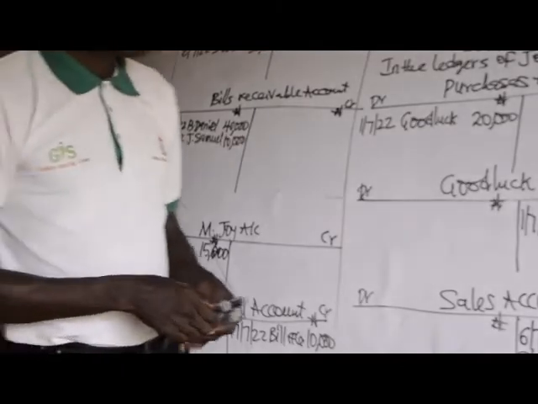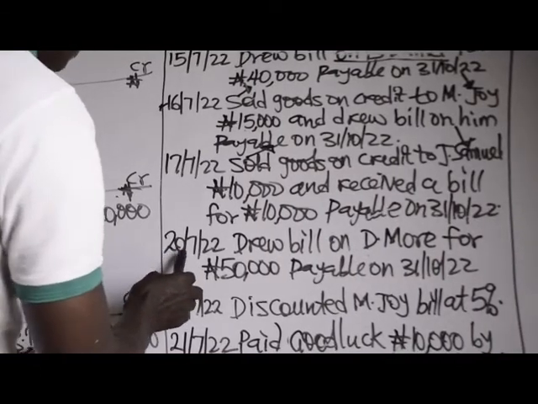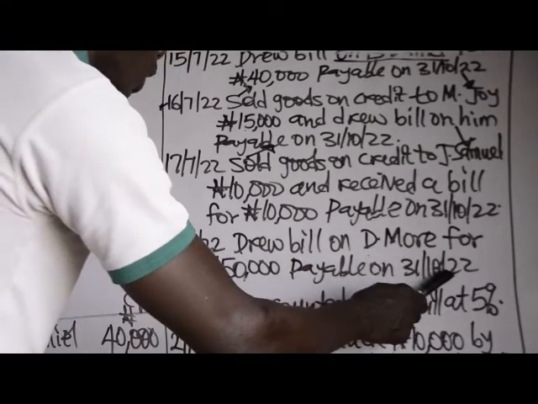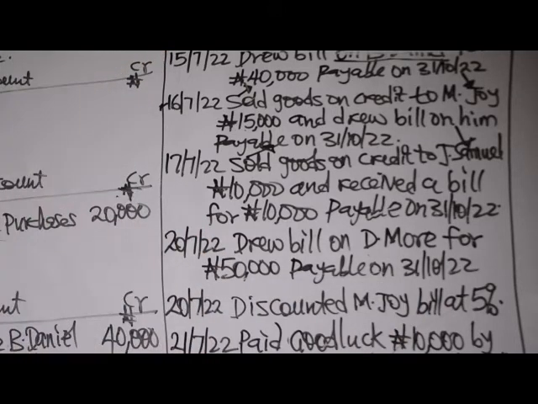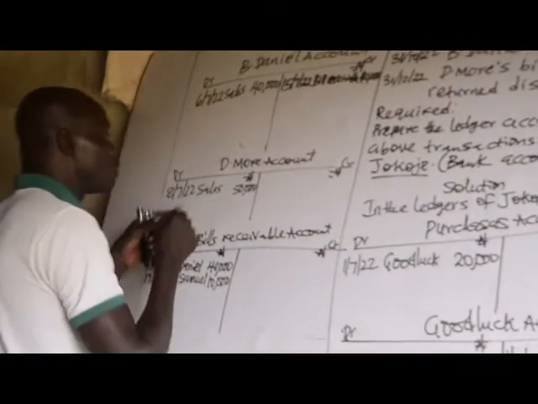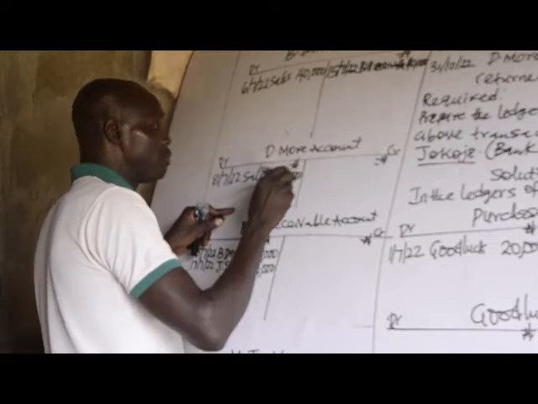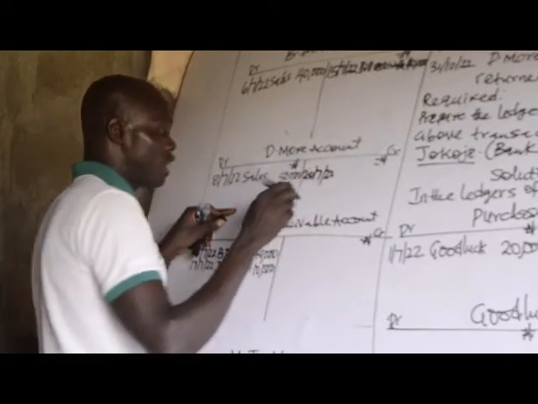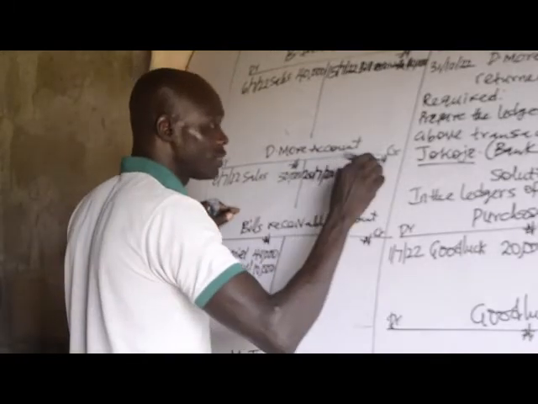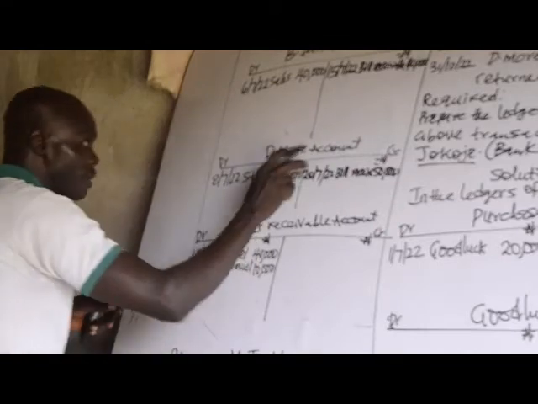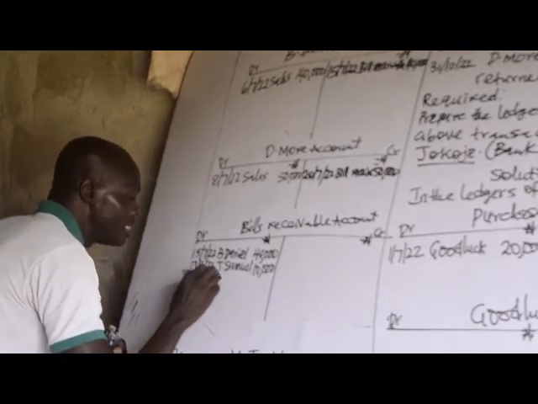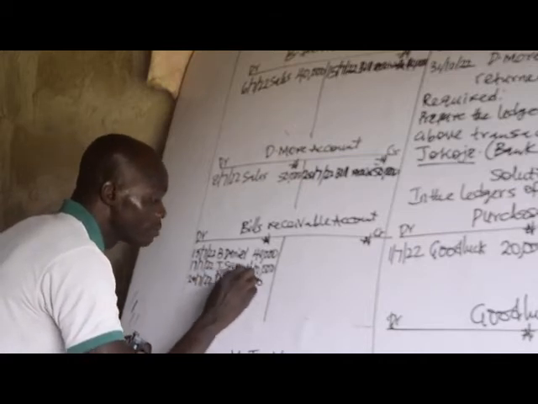Back to the question. On the 20th of July 2022, drew a bill on D. Moore for 50,000 payable on 31st of October 2022. A bill was drawn on D. Moore on the 20th of July. So that bill will be assumed to have discharged D. Moore's debt. 20th of July 2022, we have bills receivable, and the amount is 50,000. So you debit bills receivable account. We have credited D. Moore account. 20th of July 2022, we have D. Moore, and the amount involved is 50,000 naira.